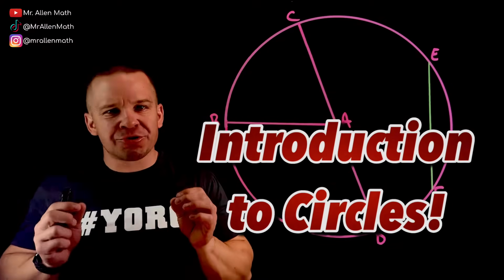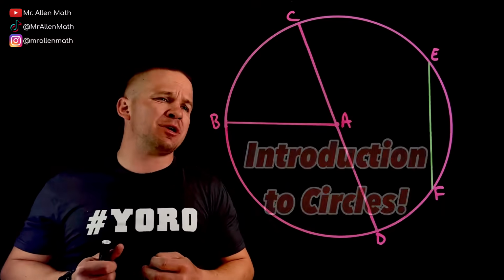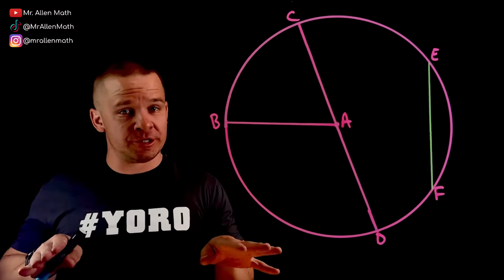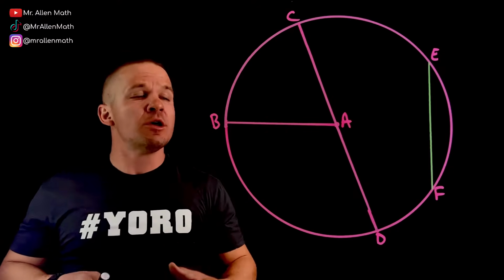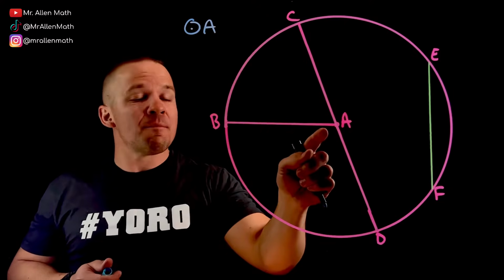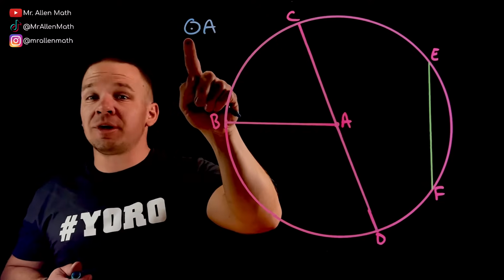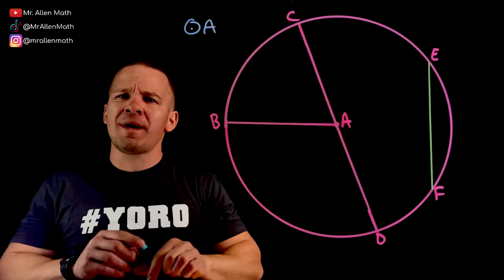Mr. Allen here with an introduction to the wonderful land of circles in geometry. Circles have a ton of stuff going on, but we have to start somewhere, right? We're going to go with the basics of our circle. This right now would be called circle A. My center is A, so we label it as circle with a little dot, A. Now, what would my radius be?